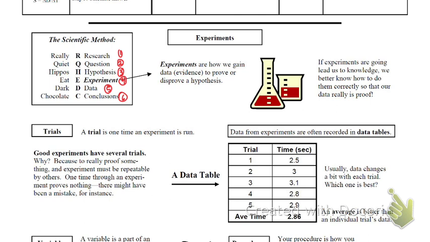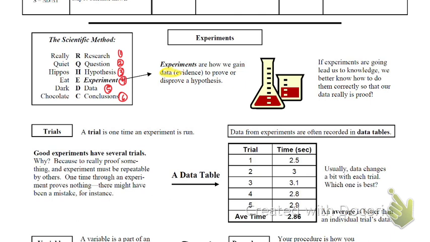When you're doing an experiment, that's how you gather your data. You can't prove anything without showing your work. Your experiment is your work. If they're going to lead us to knowledge, we better know how to do them correctly, because if you mess up your experiment, then your data is invalid. So, we are going to do an experiment today. You just wait and see, okay?